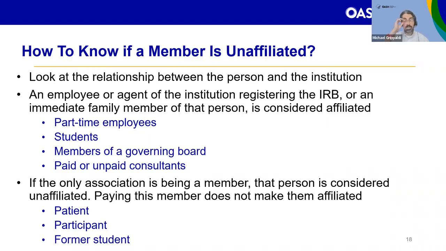And using our previous examples, from the fact patterns we've been given, Dolph would likely qualify as an unaffiliated member because the only relationship specified is that he's serving on the IRB. But Sally, as an employee of the university, would be an affiliated scientist member.